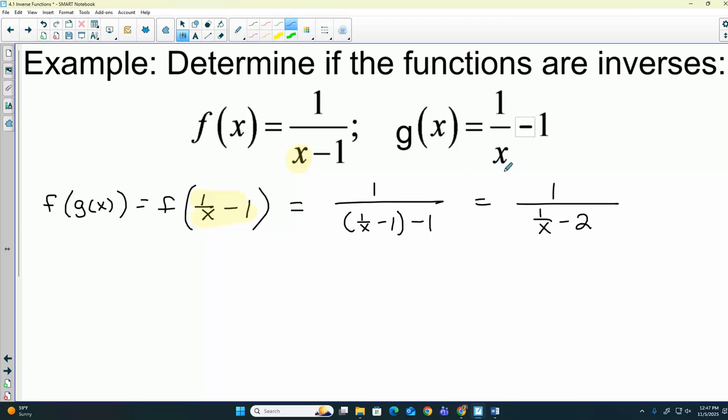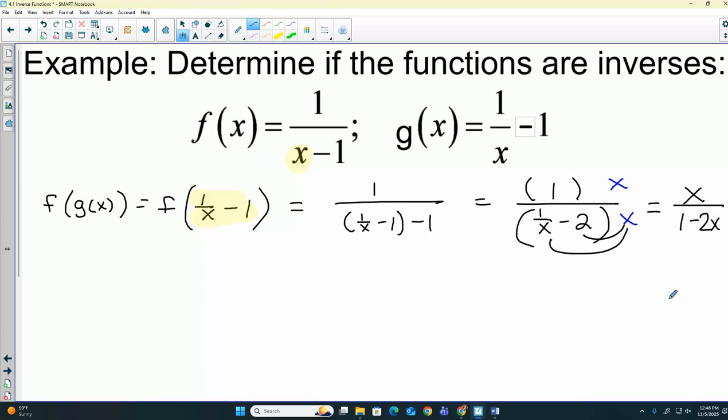I need to see if I'm going to get x out of this. What I'm going to do, in a fraction, it's legal to multiply both the top and bottom of the fraction by the same thing. I'm going to take top and bottom times x because I have an x in this denominator. We don't usually write a fraction within a fraction. If I do that, 1 times x is x. On the bottom, what is 1 over x times x? 1. Minus 2x.